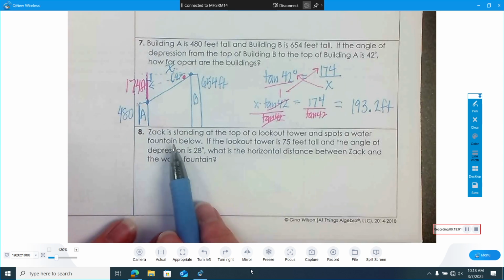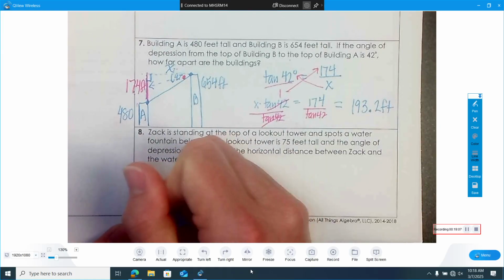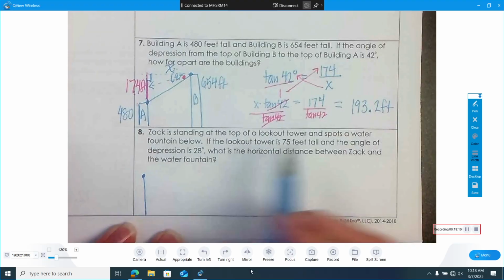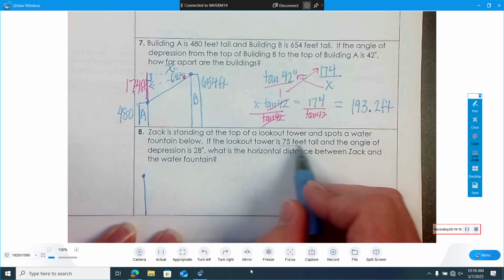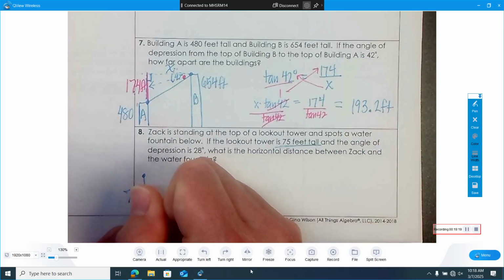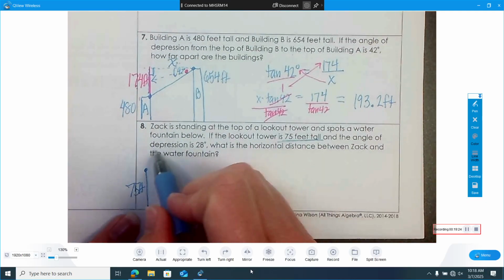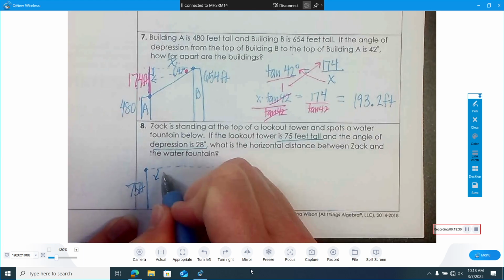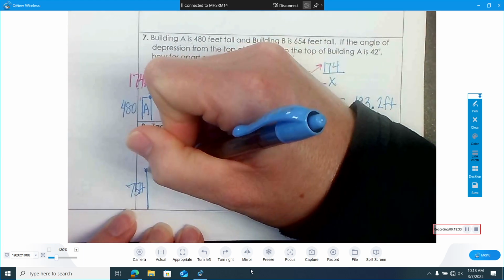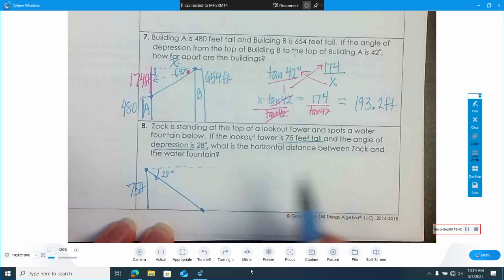All right, Zach is standing at the top of the lookout tower. So Zach is standing right here at the top of the tower and spots a water fountain below. If the lookout tower is 75 feet tall, so 75 feet tall is my tower, and the angle of depression is 28 degrees. So from horizontal, he has to look down 28 degrees to see that fountain below. So there's that fountain. What is the horizontal distance between Zach and the water fountain?